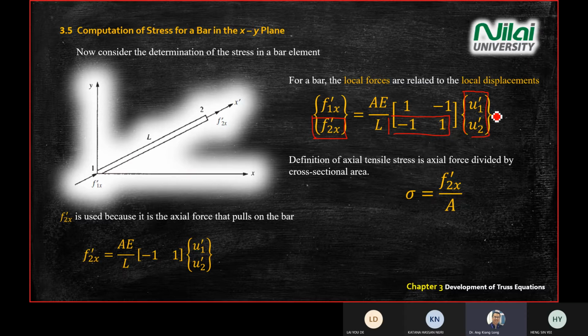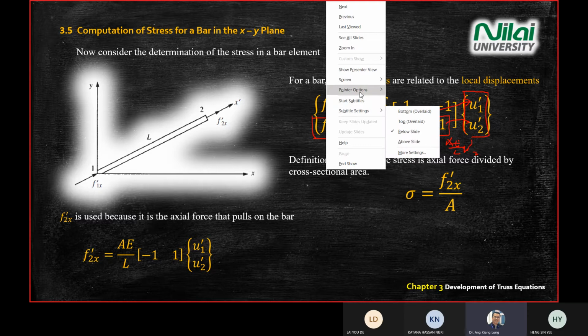Again, recall how you derived the equation. If you want the equation for F prime 2x, you take AE over L times minus 1, times U prime 1, plus AE over L times U prime 2. So this is how you do it: this one times this one, plus this one times this one. Of course, once you're familiar with the system, you can factor out this term and then just do the expansion of the equation.